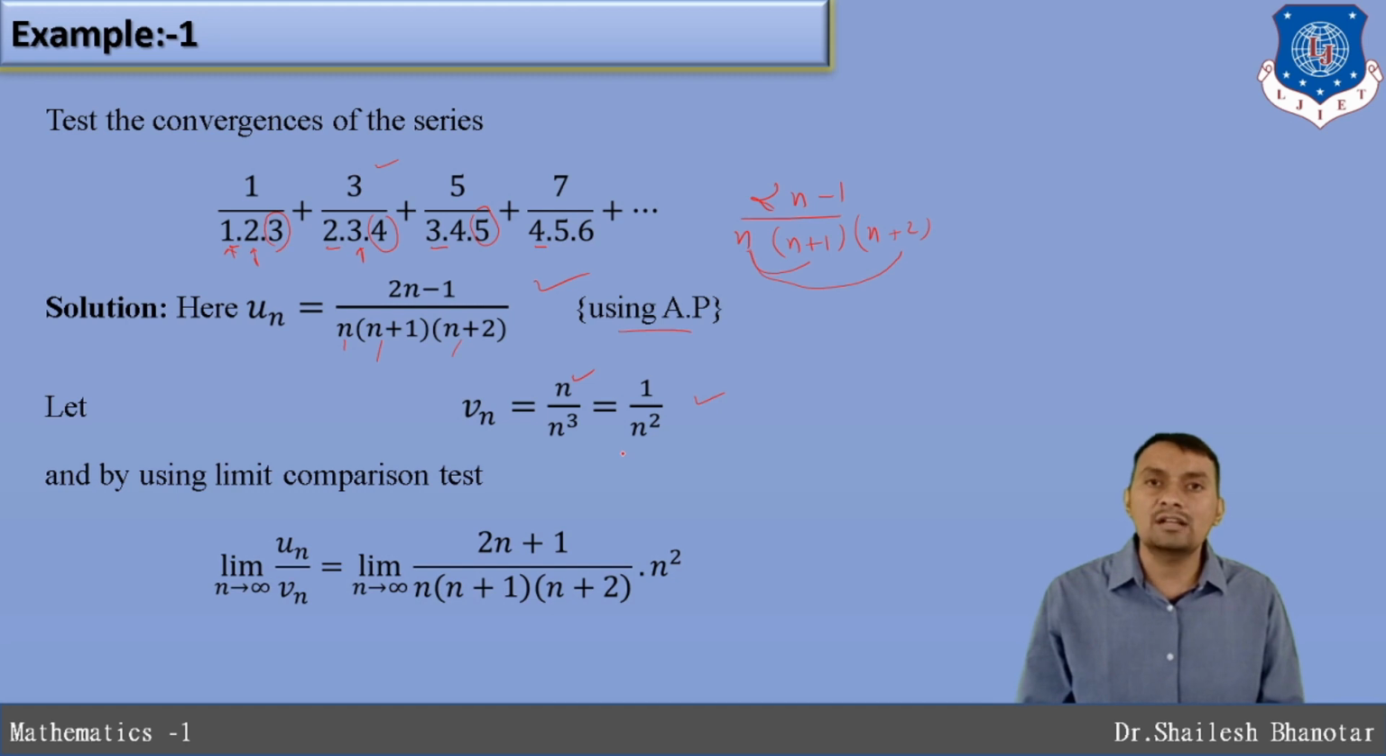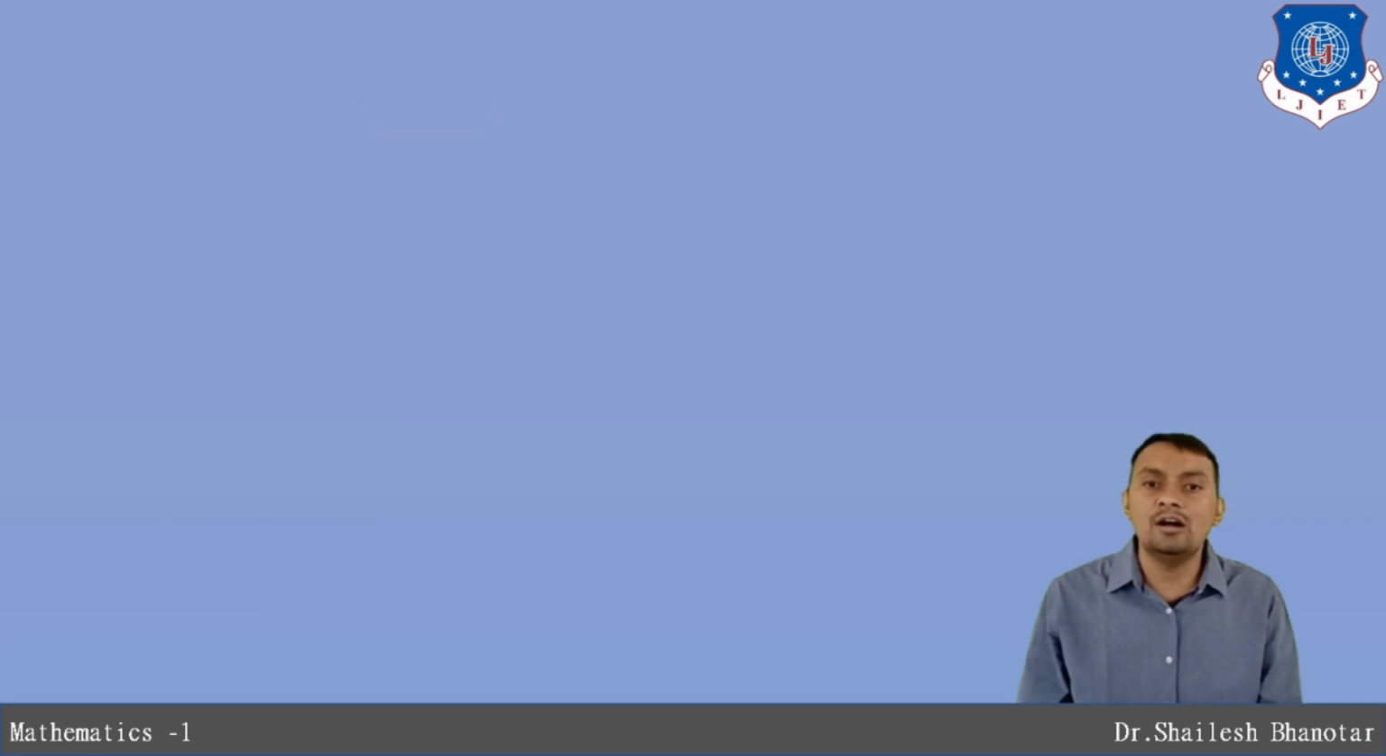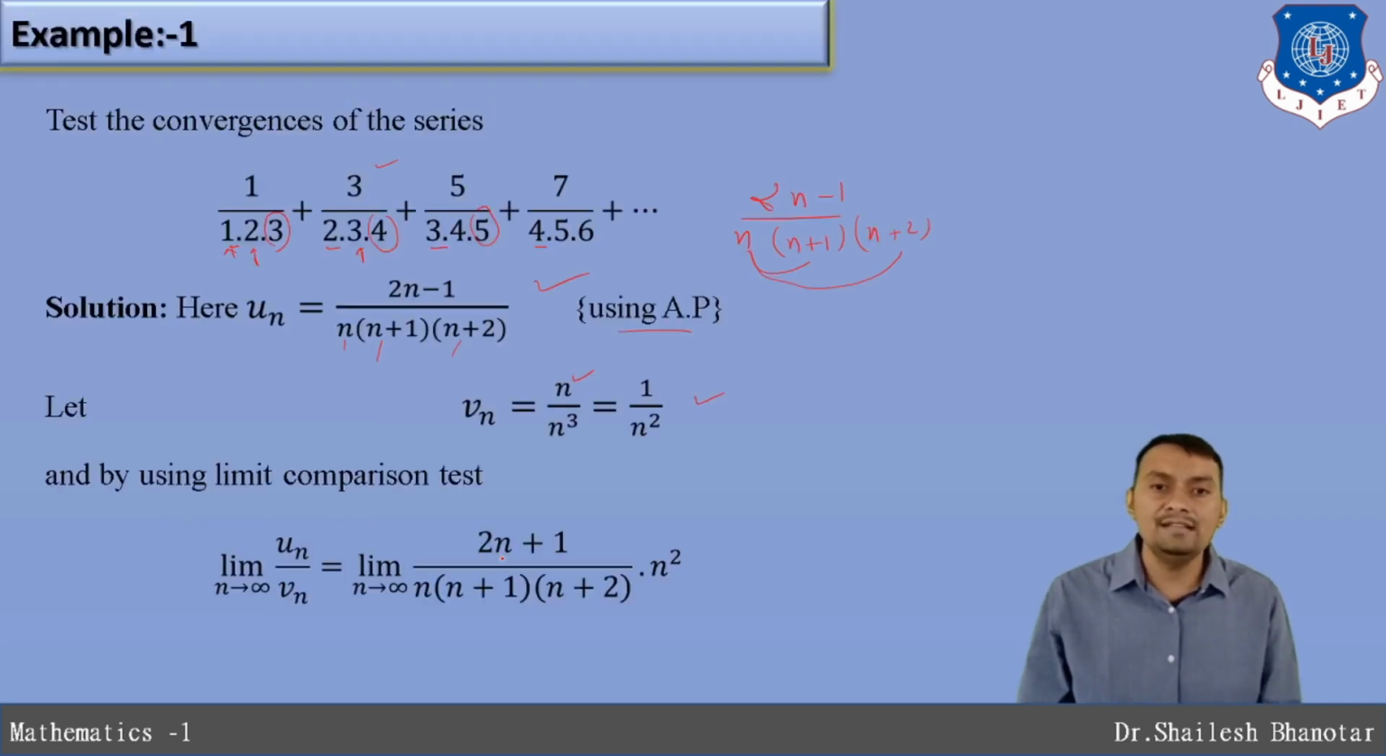But according to the comparison test, I'm just going to focus on the limit comparison. So limit n tends to infinity, un divided by vn. But un is there, and vn we divide by n square, so n square is there. Now I'm just going to simplify this limit. That means I have to take common factors. I'm just going to take n common from this one.